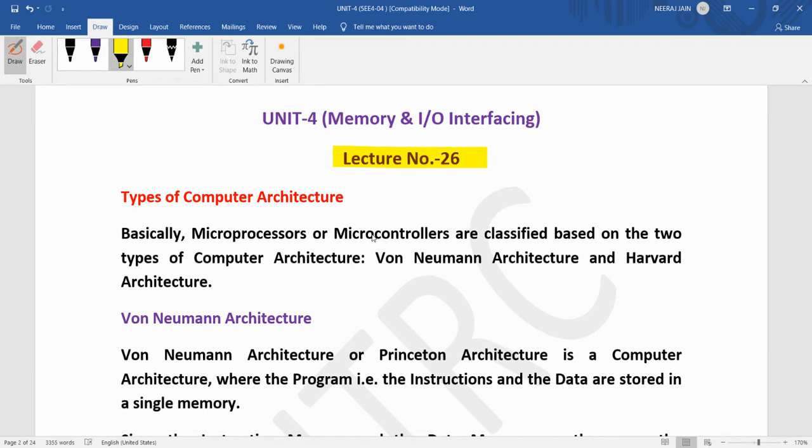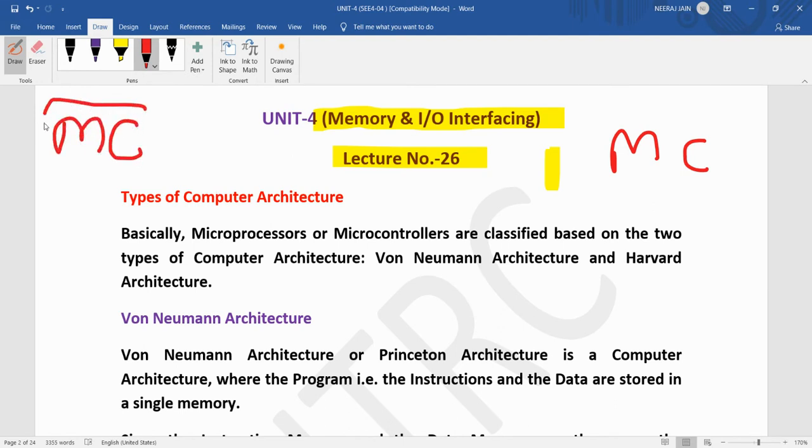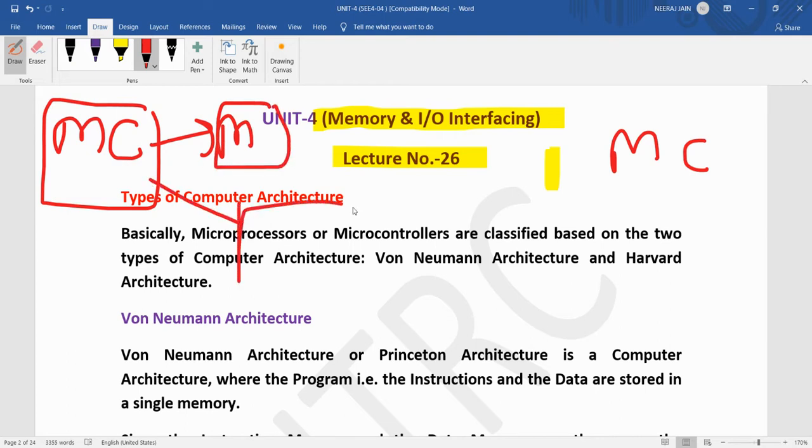Today we are seeing the memory and input output interfacing device in the microcontroller and microprocessor. As we discussed, the two important things in any microcontroller are the memory device and, second, the input output interfacing device.